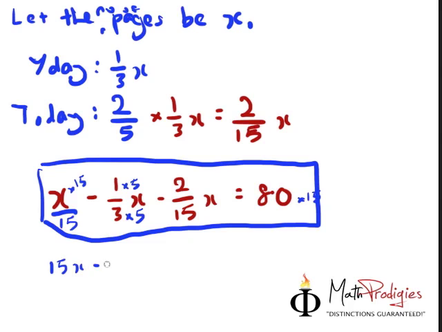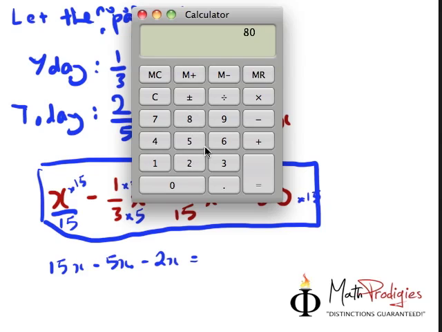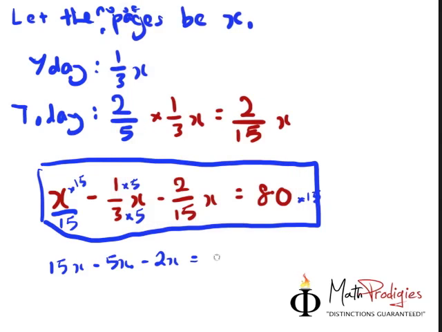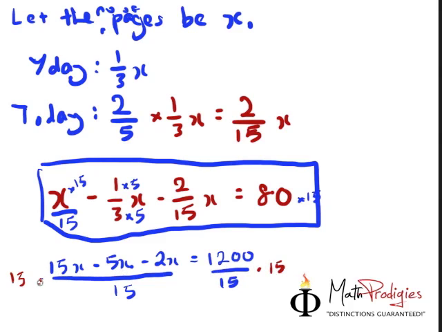So with that, 15x minus 5x minus 2x is equal to 80 times 15, which gives me 1,200. The whole thing over 15 and this whole thing over 15. When you have the common denominators, what must you do? You just multiply both sides by 15 to eliminate it. So times 15 here and times 15 here. That dot, by the way, represents times. So what you're left with is 15x minus 5x.